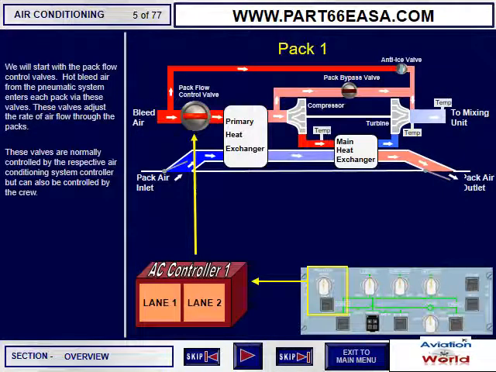We will start with the pack flow control valves. Hot bleed air from the pneumatic system enters each pack via these valves. These valves adjust the rate of airflow through the packs. These valves are normally controlled by the respective air conditioning system controller, but can also be controlled by the crew.